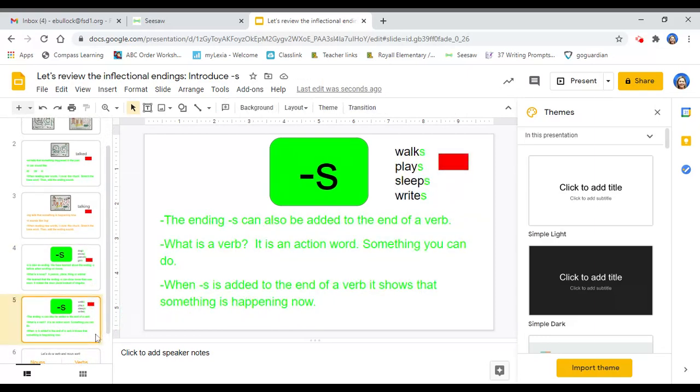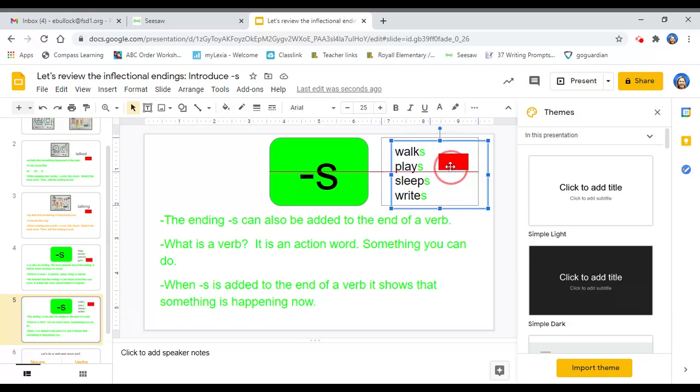What is new is on this slide, and it is the ending S, but now we're going to talk about adding this S as an ending to the end of a verb. So we know what verbs are because we discussed those again on Monday. We said that verbs are action words. They're things that you can do. I bet you've heard a song about that in your classroom. Now, when S is added to the end of a verb, it shows that something is happening now.